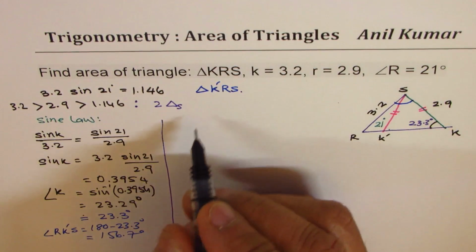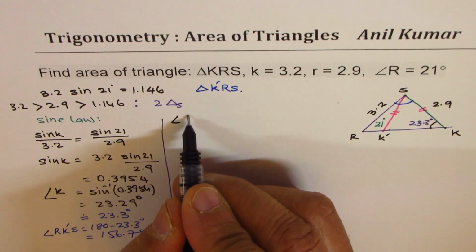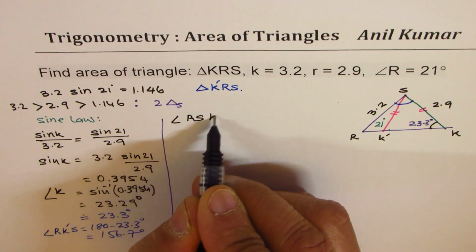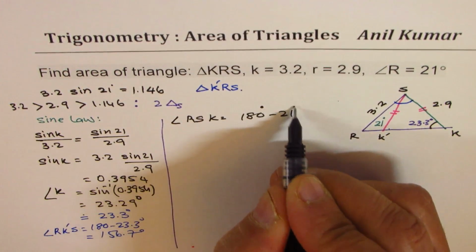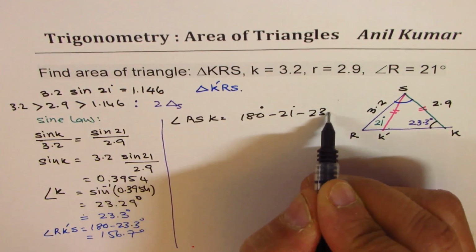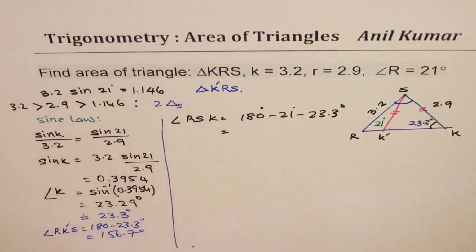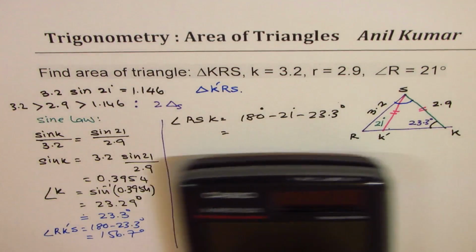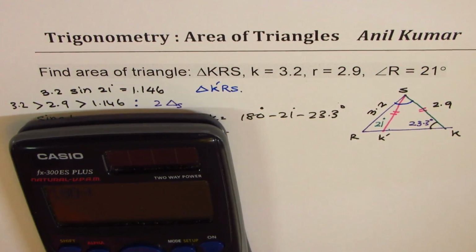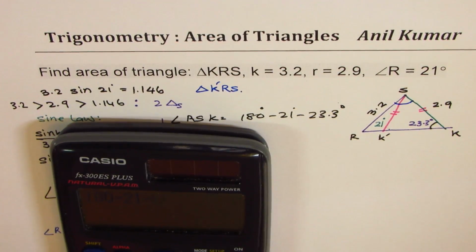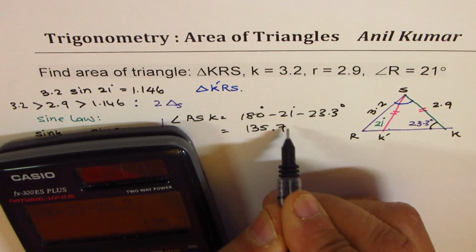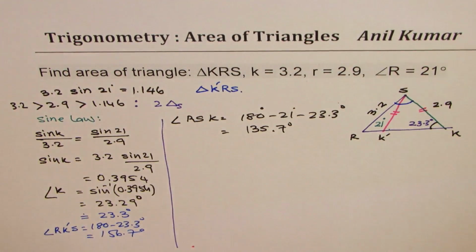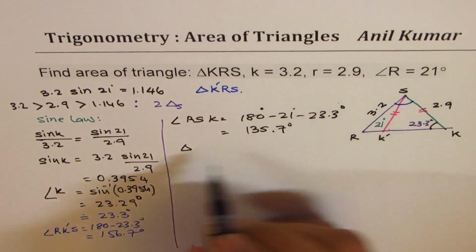So the angle RSK will be equal to 180 degrees, take away 21 degrees, take away 23.3 degrees. That gives us 180, take away 21, take away 23.3 in decimals, 135.7 degrees, right?